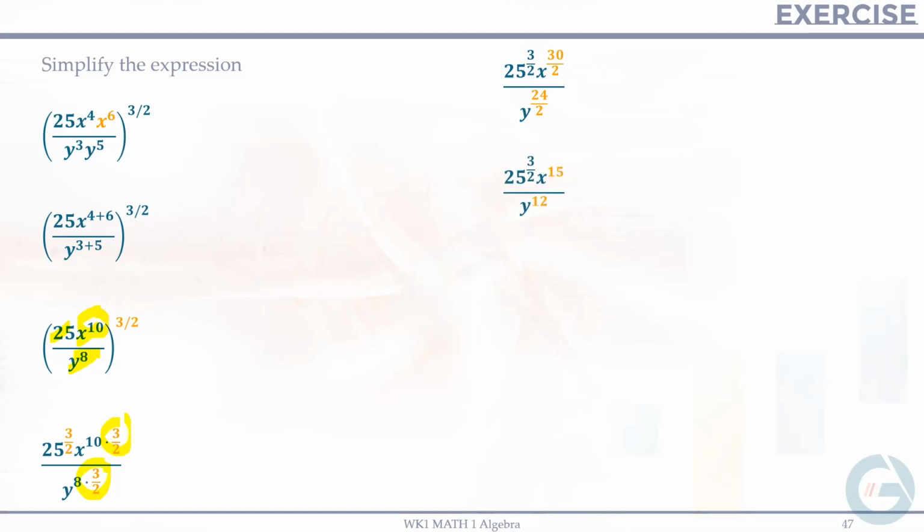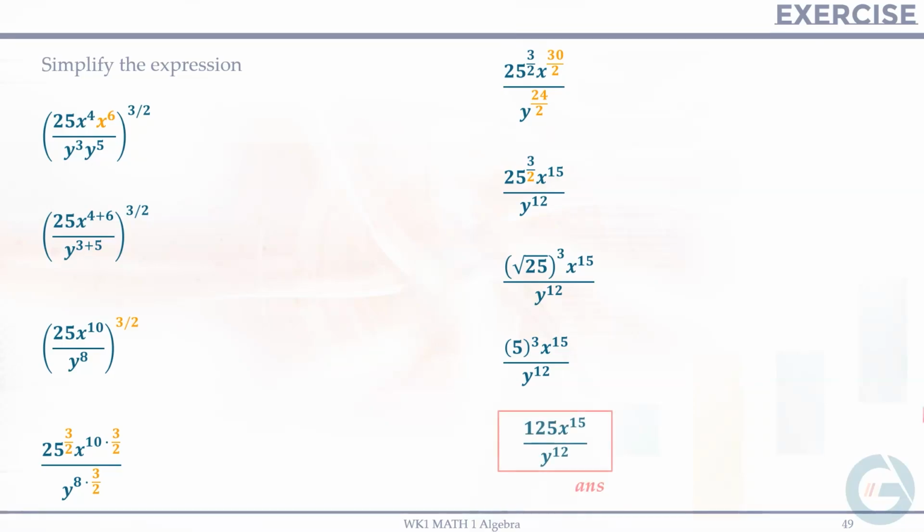So the next step is to work with this 25 raised to 3 halves. So the denominator is 2. That will be the root of the expression. So this is equivalent to square root of 25 raised to 3, right? Okay, so of course, square root of 25 is 5. So 5 cubed is 125. So times x raised to 15 divided by y raised to 12. So this is the answer.